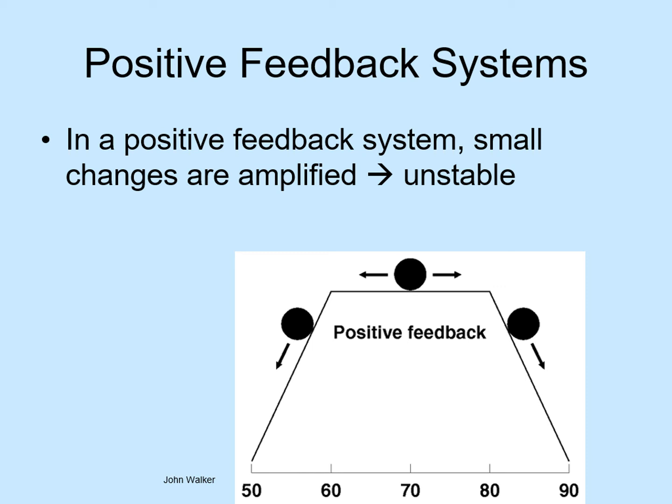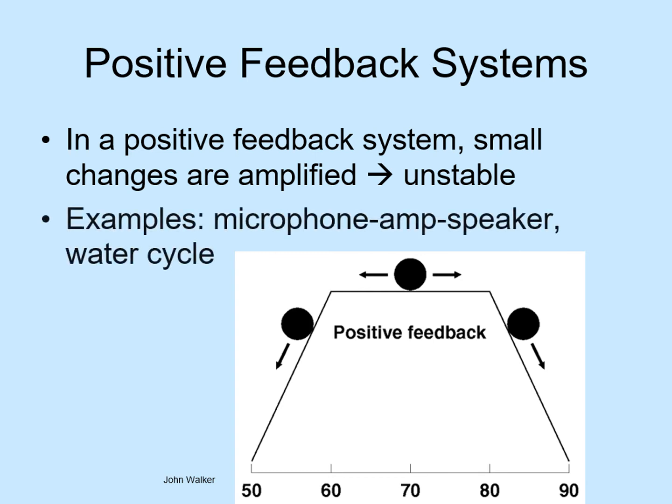Positive feedback systems are fundamentally unstable. Often, even tiny perturbations can push them out of equilibrium, and once that happens, they can't get back to their starting point. There are several examples of positive feedback systems. A microphone, amplifier, and speaker combination can act this way. If the microphone is too close to the speaker, then even small sounds picked up by the microphone are amplified and emitted by the speaker, where they're picked up again by the microphone and made still louder by the amp. After several cycles through the system, the sound coming out of the speaker is a loud, annoying screech.